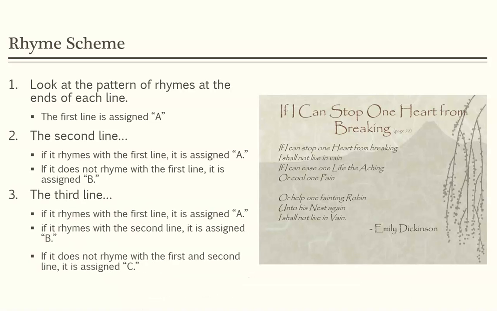Then we go to the third line, aching. We have to determine, does aching rhyme with breaking? Does aching rhyme with vain? In this case, we know aching rhymes with breaking, so aching should get a letter A. Then we go to our fourth line, pain. What does it rhyme with? If you said vain, you are correct. So our pattern here, or our rhyme scheme, is A, B, A, B for our first stanza. We continue in this similar fashion throughout the poem.